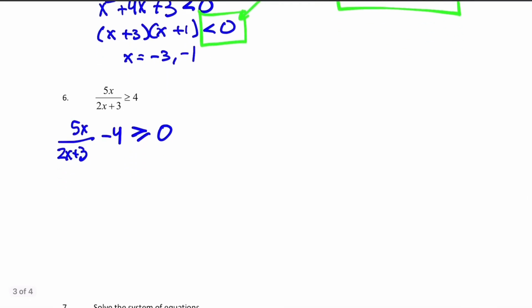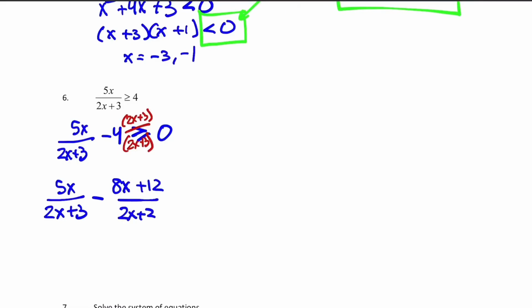Next, I need to get a common denominator. Well, I'm going to multiply this by 2x plus 3 over 2x plus 3. And when I do that, this stays the same, obviously. 5x over 2x plus 3 minus, let's distribute. 4 times 2x is 8x. 4 times 3 is 12. And that's over 2x plus 3. And all of that's got to be greater than or equal to 0.